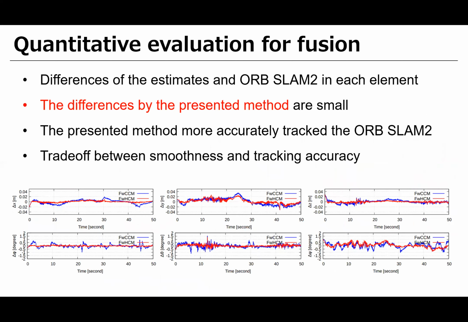We calculated the differences of the estimates by the Kalman filter from ORB-SLAM2 in each element. If the differences are zero, the outputs by the Kalman filter are completely the same as the estimate by ORB-SLAM2. The differences between ORB-SLAM2 and the presented method are indicated in red. The blue indicates the differences of the constant covariance matrix-based fusion. The differences of the presented method are smaller than those of the constant covariance matrix-based one.